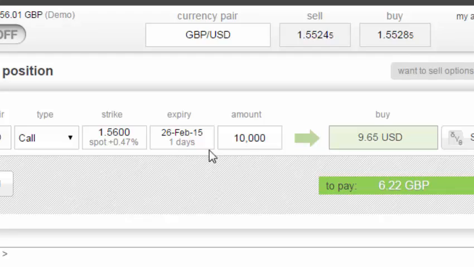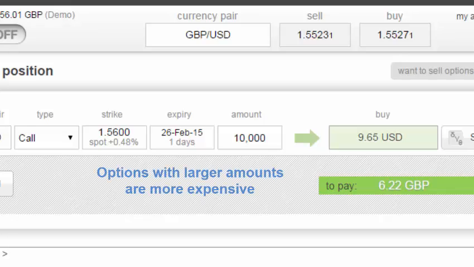Now the last box here is the amount. You know that an option is used to reserve a rate in the market over a certain period of time for a certain amount. Here the amount is given in the first currency of the pair. In this case, that's 10,000 British pounds. The amount you enter has a direct effect on the cost of the option. The larger the amount, the more the option costs, and the higher the potential payout.